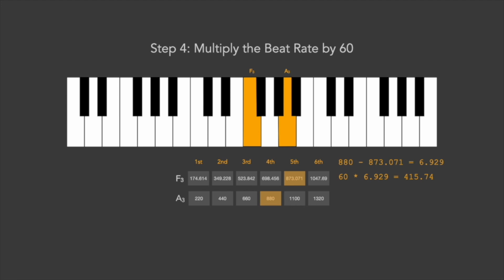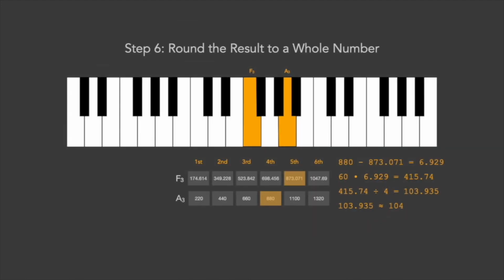Step 4. Multiply the beat rate by 60. This step is required because conventional metronomes only operate in beats per minute, not per second. Step 5. Divide the beat rate by 4. It's going to be much easier to time 4 beats per click of the metronome than matching each beat to each click. Step 6. Round your calculations to whole numbers. This is required because conventional metronomes do not allow for fractional beat rates.